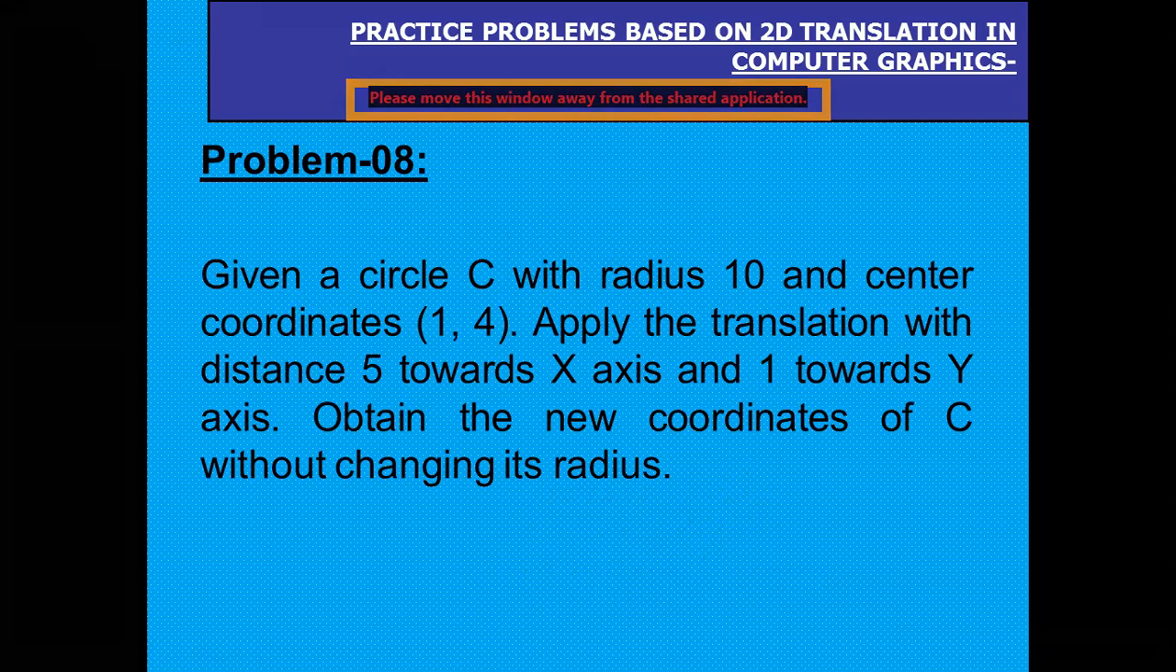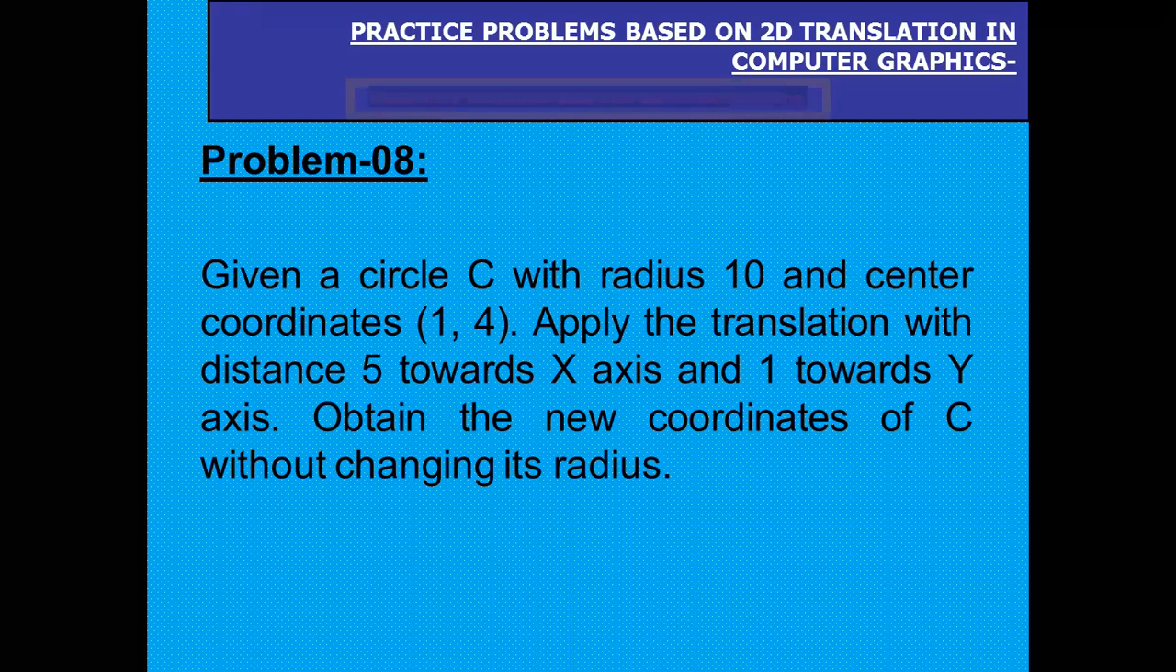Now here you can see a circle is given, center is C. Given a circle C with radius 10. So here radius is 10 and center coordinates are 1, 4. So these are the coordinates for the center. Apply the translation with distance 5 towards x-axis and 1 towards y-axis. Obtain the new coordinates of C without changing its radius. So we are not going to change its radius, because we are going to apply translation.